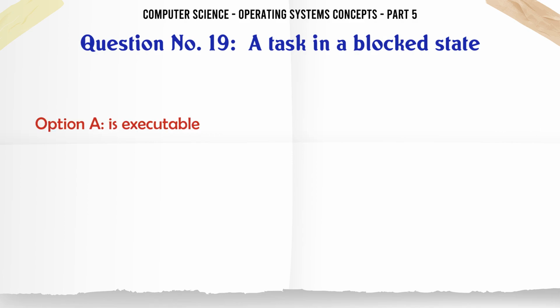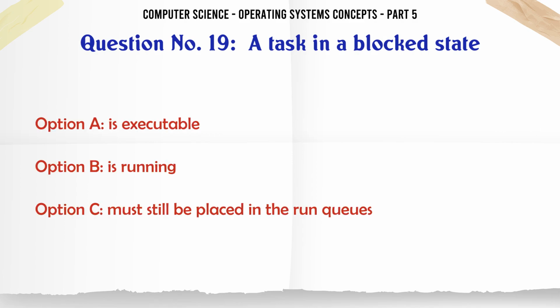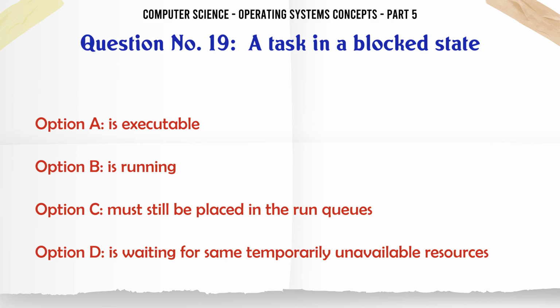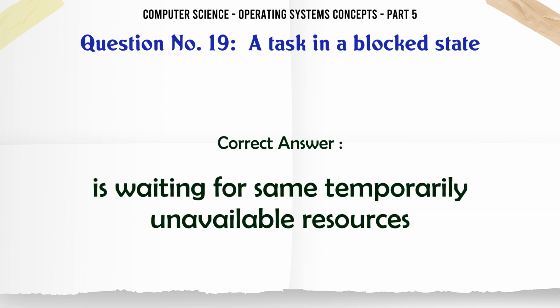A task in a blocked state: A. Is executable. B. Is running. C. Must still be placed in the run queues. D. Is waiting for some temporarily unavailable resources. The correct answer is waiting for some temporarily unavailable resources.